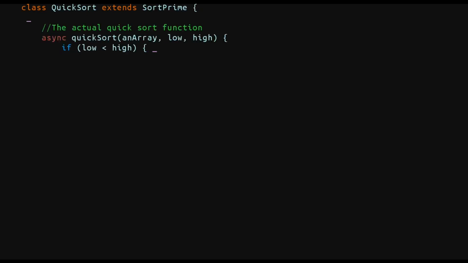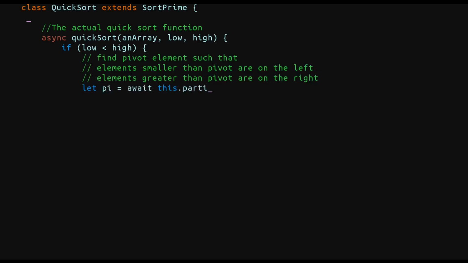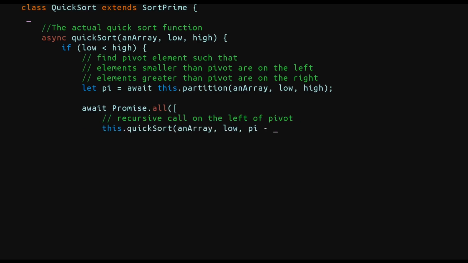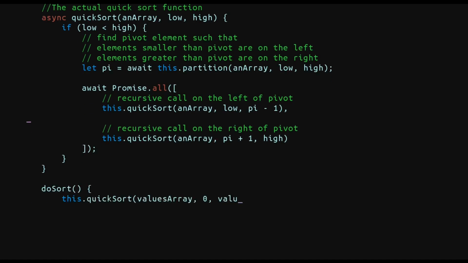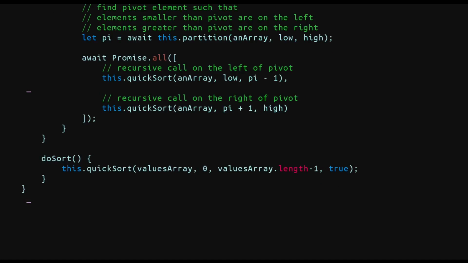This will have a function called quicksort that takes in an array and a low index and high index as parameters. If the low index is less than high index, it means that the array is not yet sorted. We'll call a function here called partition, which we will shortly define, whose job it is to find the pivot element such that the elements smaller than the pivot are on the left and the elements greater than the pivot are on the right. Once we have the pivot, we will divide and conquer using recursion by calling the quicksort 2 more times on the divided arrays by their pivot point. And finally, we'll call the quicksort from the doSort function.